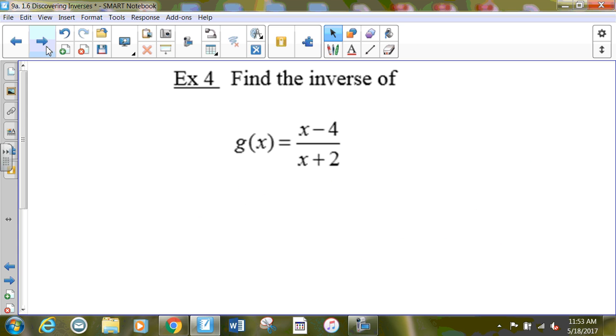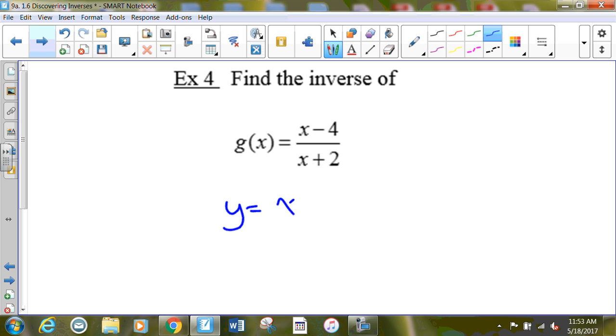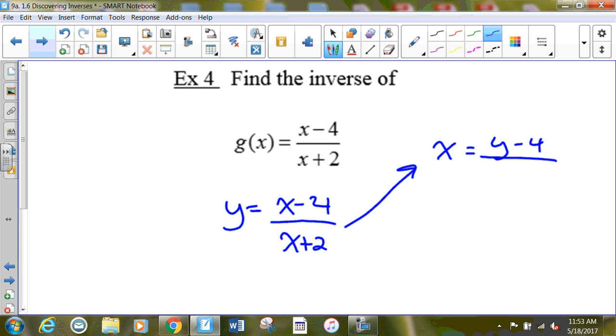Okay, we're going to continue to find the inverse of this function. So we'll go ahead and switch out. I'm going to remind myself that g of x is another way to say y. Then I'll go ahead and switch them. The y becomes the x and the x becomes the y.